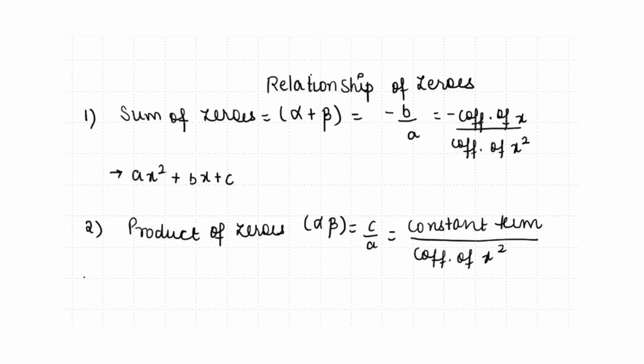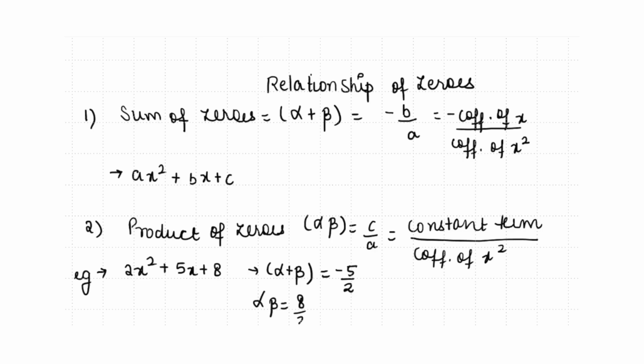Okay, let's have an example like 2x square plus 5x plus 8. We are having an algebraic expression in which alpha plus beta is equal to minus 5 upon 2, and alpha times beta will be 8 upon 2. We can say it as 4. Here we are having a as 2, b as 5, and c as 8. So that is equal to minus b upon a, and that is equal to c upon a. Okay, this is the relationship of the zeros.